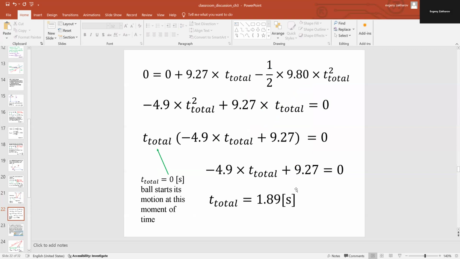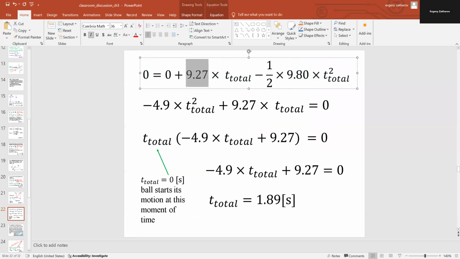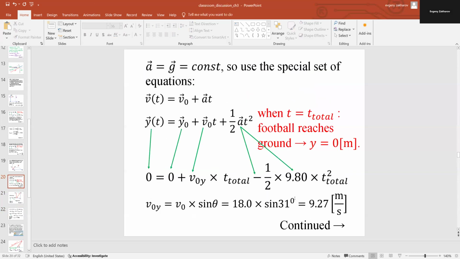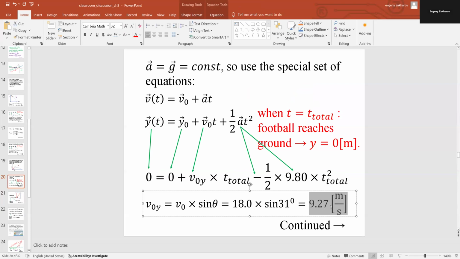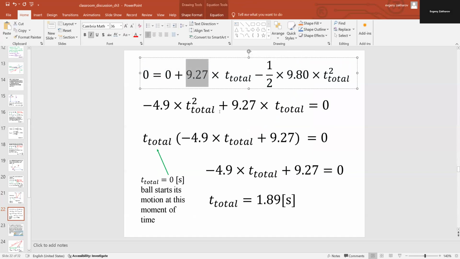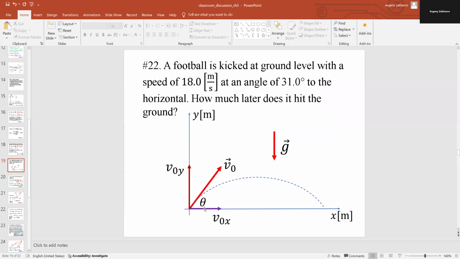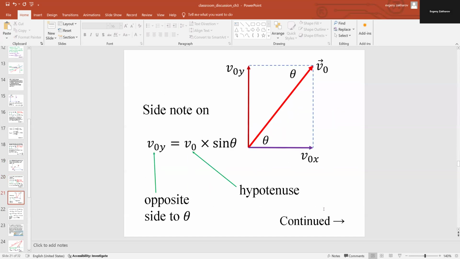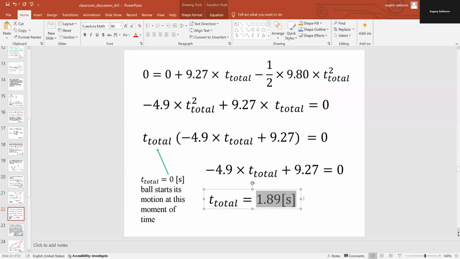Solving for the position equation with the initial velocity now being known from the previous calculations, 9.27, you plug in here, you solve for the time. It's a quadratic equation, and you have the first answer as 0. The first answer is 0 because you are at 0 when time is 0. And the second answer, you are at 0 when time is about 2 seconds.